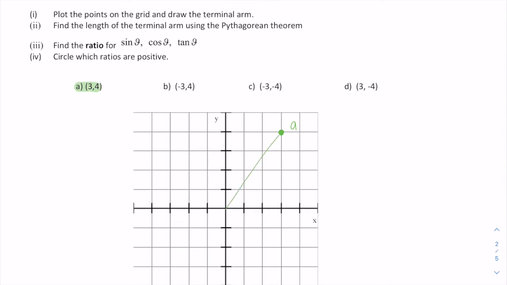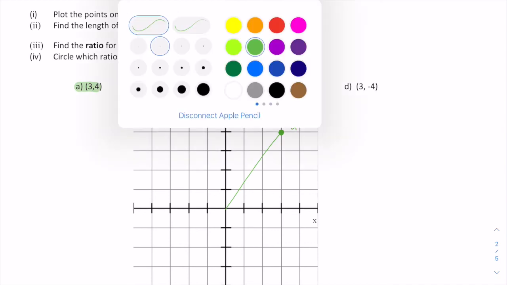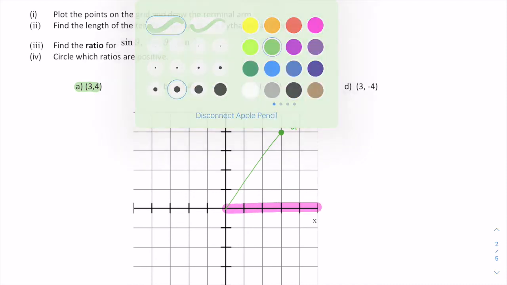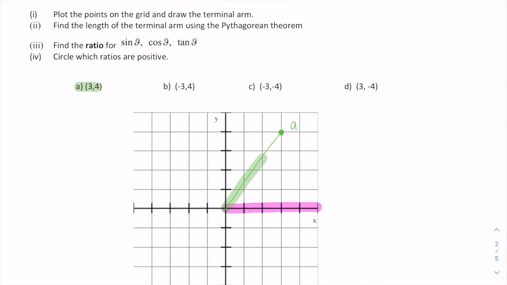There's the end of my angle. And remember, our initial arm for all of them is going to be right here. So my A goes from my initial arm and opens up to here. The angle that's formed by that point A is this angle on the inside here. And we're just going to call that angle A.